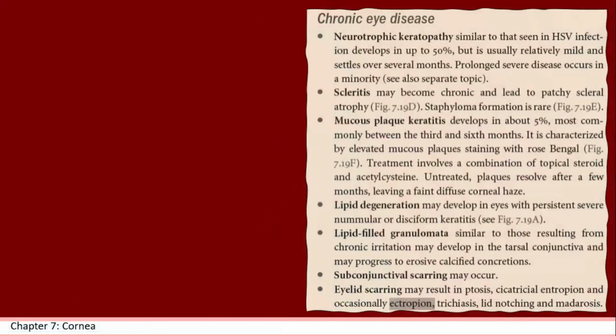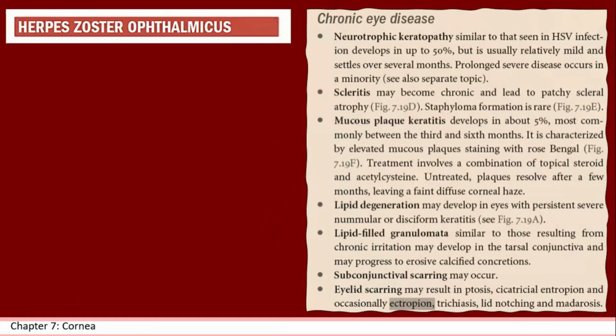And again, I have shown you this slide before about herpes zoster ophthalmicus, about the late signs, the chronic eye disease signs. You will find here ectropion, cicatricial of course, and entropion. So remember, when I asked, do you know an infectious cause that can result in both entropion and ectropion? And we mentioned herpes zoster.